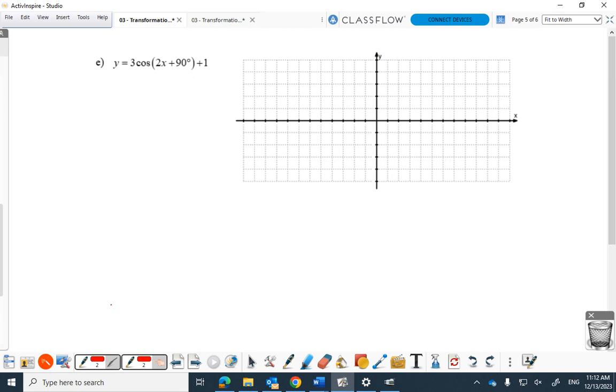Well, before I even start, what has to happen here, friends? You have to do the 2. Yeah. All this transformation stuff only works when that x is by itself. So this is the first one. You can just feel it coming. I'm going to put at least one on the test that does that. y equals 3 cosine, big bracket, 2x plus 45.